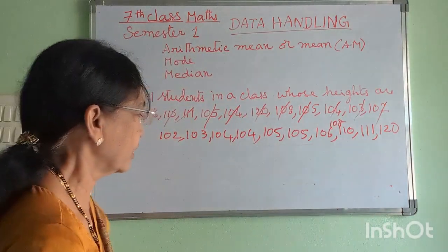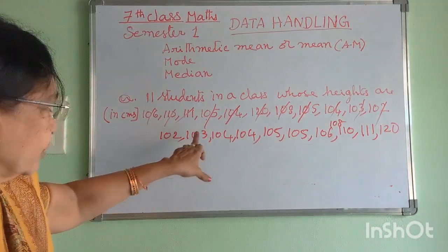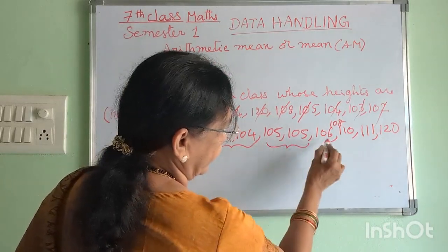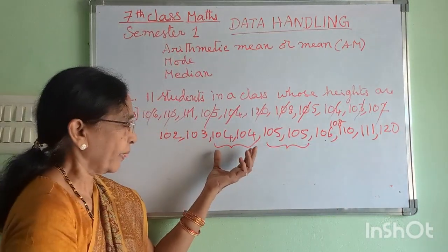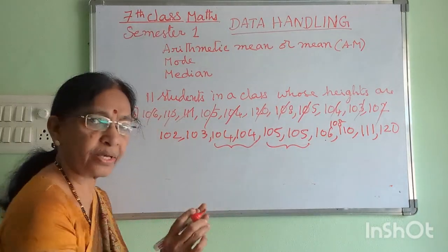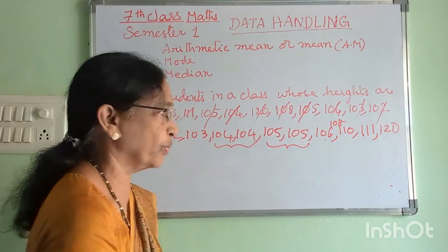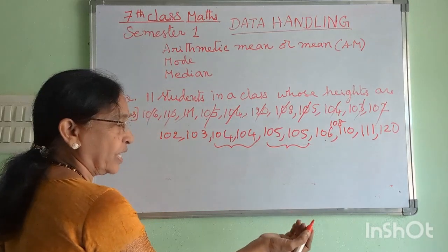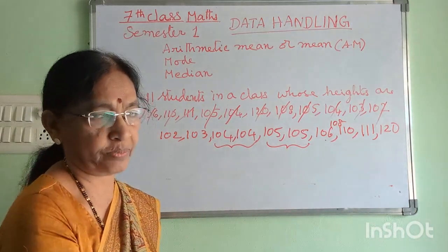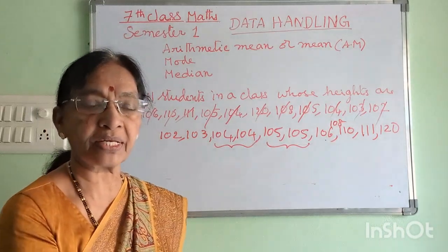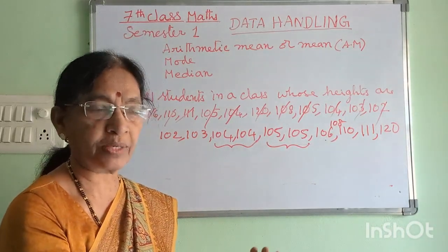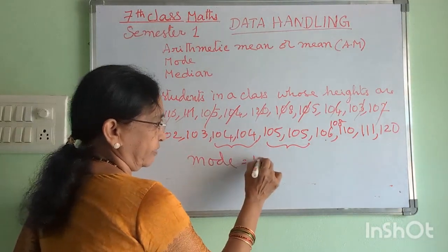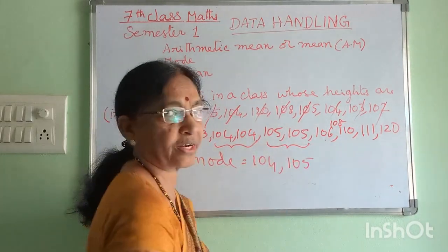Considered in order: 102, 103, 104. There are two 104s and two 105s, then 106, 108. So these two are the modes. For some observations there may be more than one mode. 104 is repeated 2 times, 105 is also repeated 2 times. No number is repeated more than 2 times. If another observation is repeated 3 times or 4 times, that will become the mode. But here two modes are there, one is 104 and the other is 105.